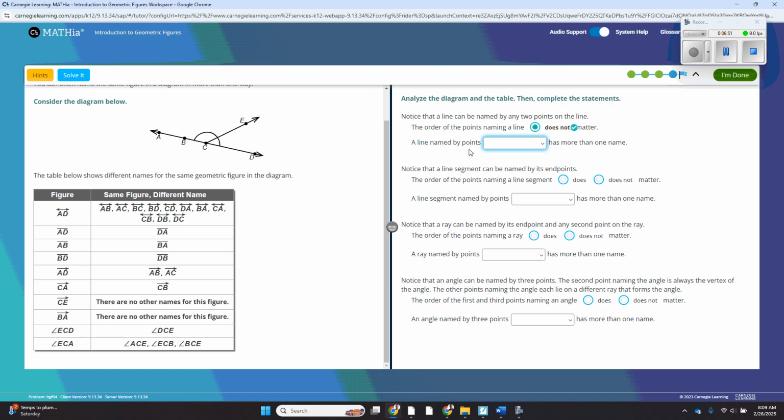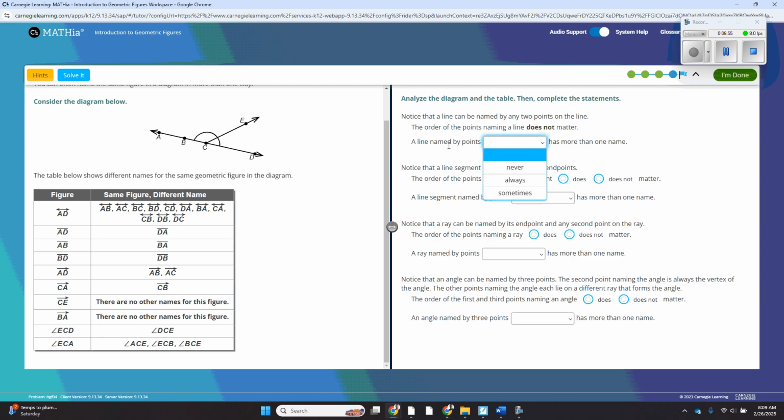A line named by points has more than one name. Let's see, a line named by points, you could say, this would, I believe, always, yeah, because it's a line. So I had to think about that for a second. This is a line as opposed to some of these other ones. So the key word here is line, and so this is going to be always.